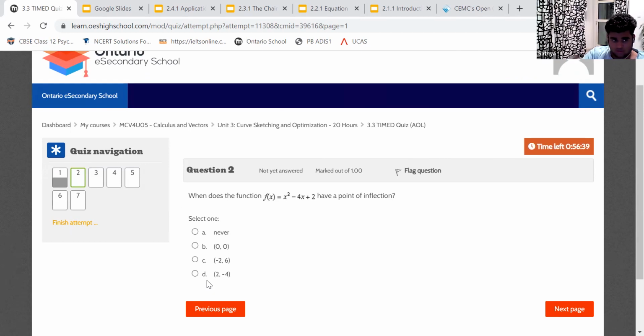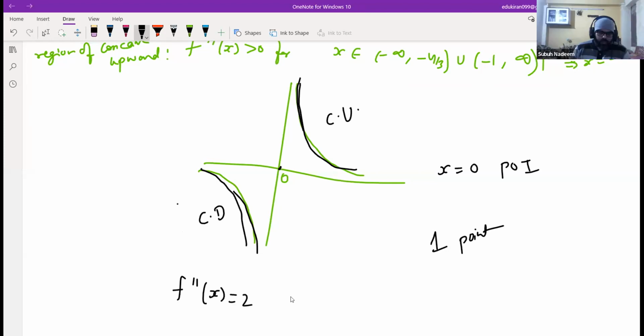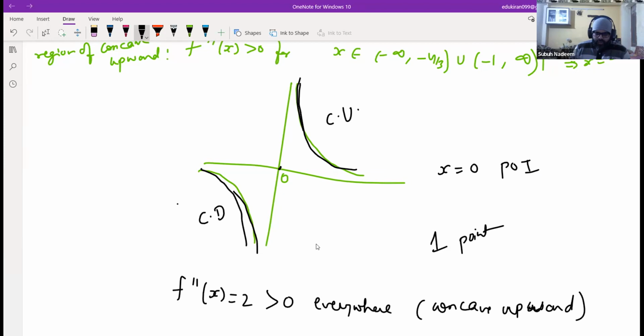But it is f double dash x. What is happening here that you are getting? I got f double dash x as 2, which is positive everywhere. There is no interval. So it is concave upward everywhere. There is no place where it is concave downward. So it is not changing its nature. This graph is simply like this.